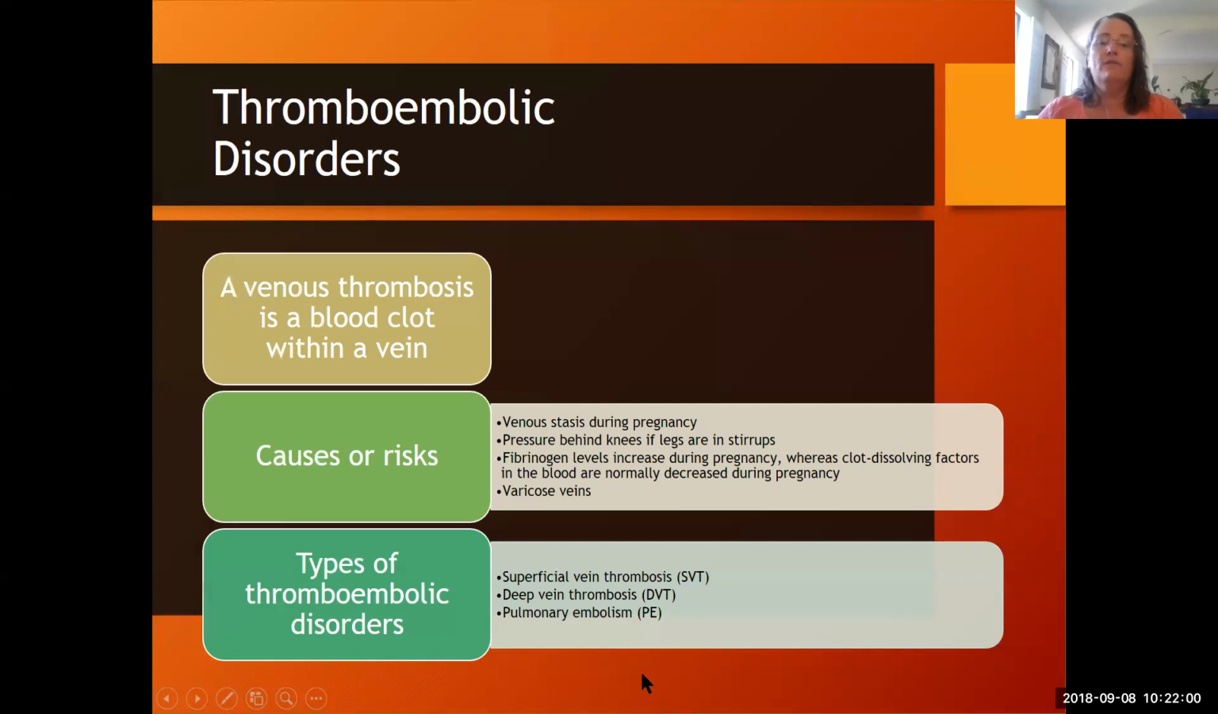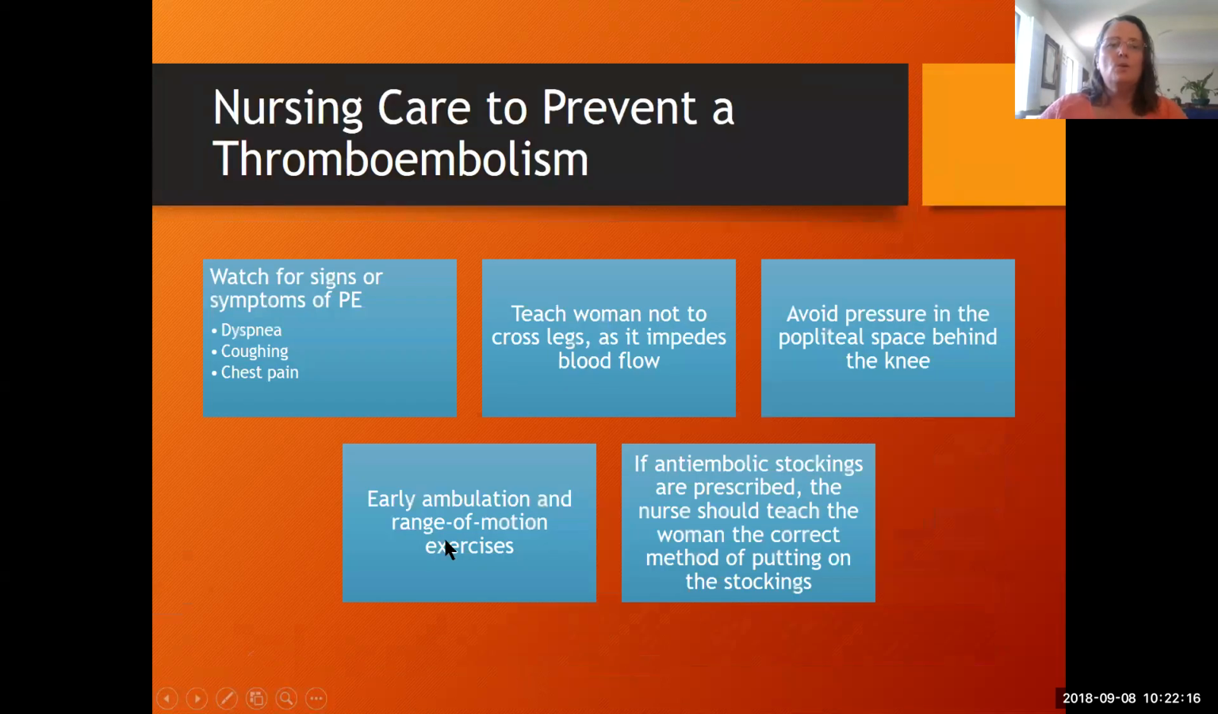If she's had HELLP syndrome, we talked about that in the last module. These are all very high risk for clots, and so we want to let her know if she's having pain in her calf, if she's feeling short of breath, she needs to call emergency help right away, because she is at much higher risk for the next 6 weeks. So the things that we want to watch out for: if she suddenly starts coughing, has a lot of chest pain, has a lot of shortness of breath, teach them not to cross their legs.